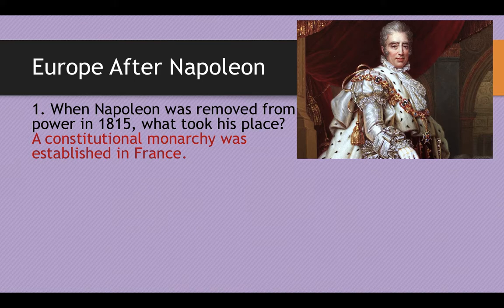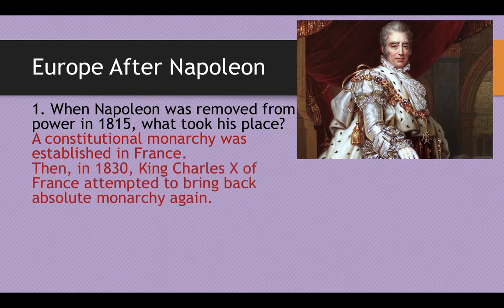Right? So that wheel has already turned two full times for France, and now it is continuing to turn in another direction for constitutional monarchy. All right, and it will continue to move a lot of different new governments in France throughout the French Revolution and afterwards even. So a constitutional monarchy was established in France, and then in 1830, about 15 years after it was established, King Charles X of France tried to bring back absolute monarchy again.